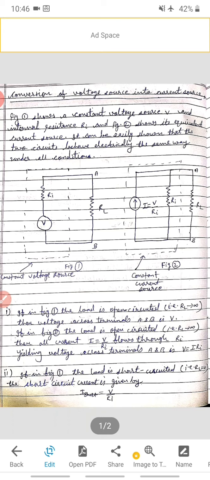Figure first shows a constant voltage source V and internal resistance Ri, and figure 2 shows its equivalent current source. It can be easily shown that the two circuits behave electrically the same way under all conditions.